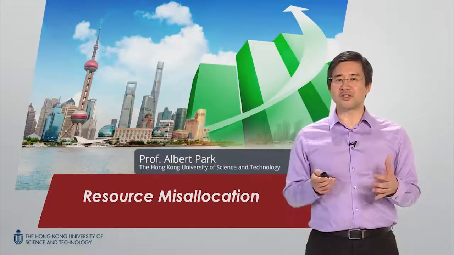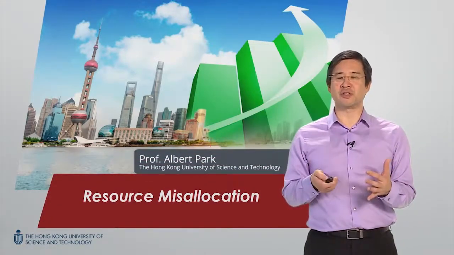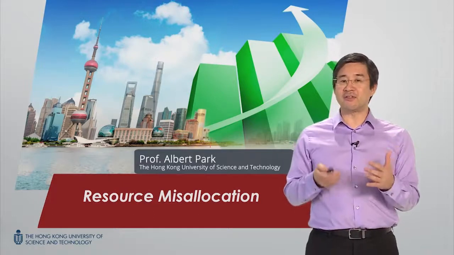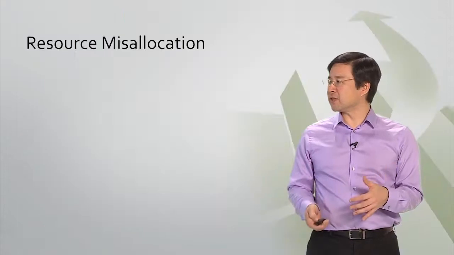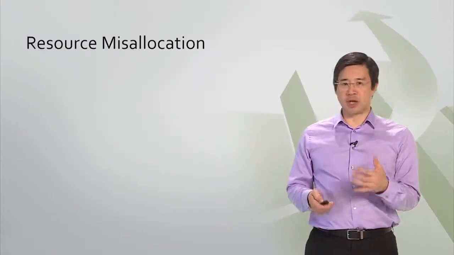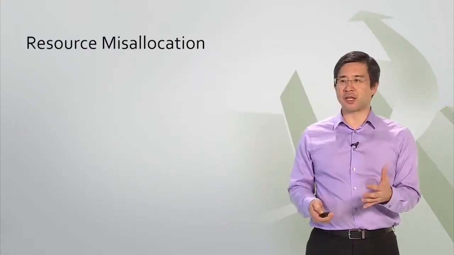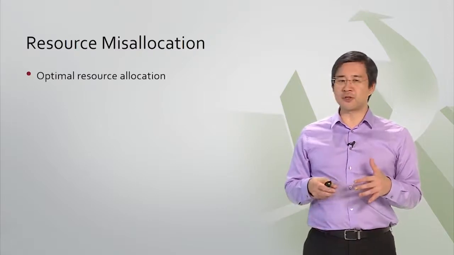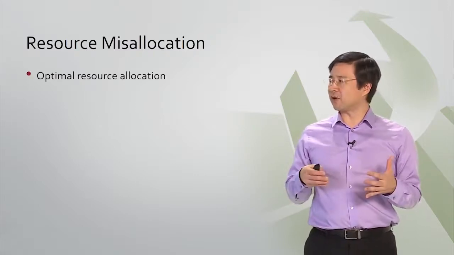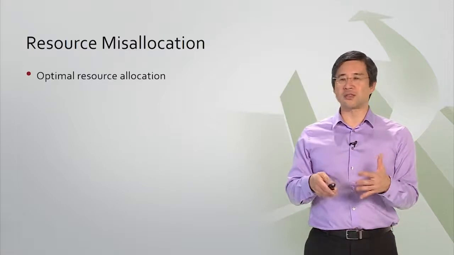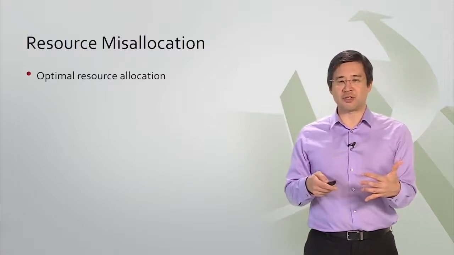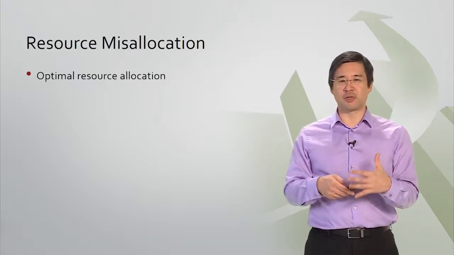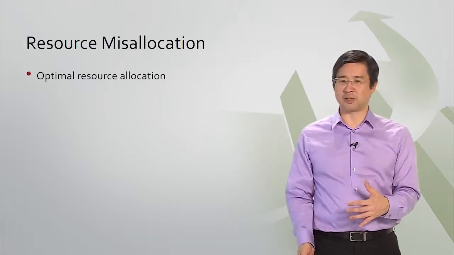To what extent has the misallocation of resources in the economy affected the level and the growth rate of GDP in China? In this presentation, we are going to talk about the problem of resource misallocation, and we're going to first present a framework for defining what is the optimal resource allocation so that we can then think about how to measure the degree of misallocation in the economy.